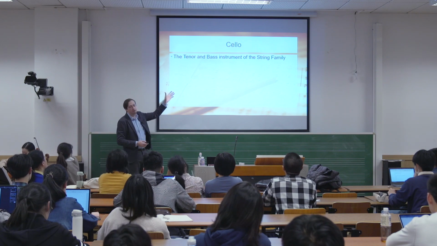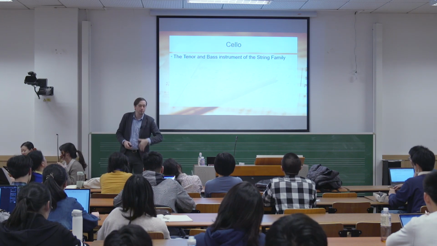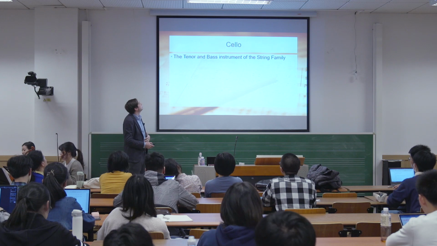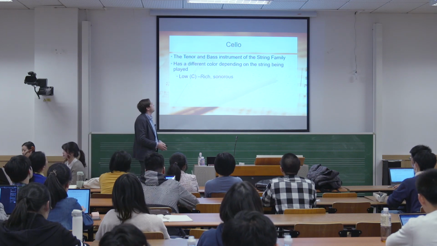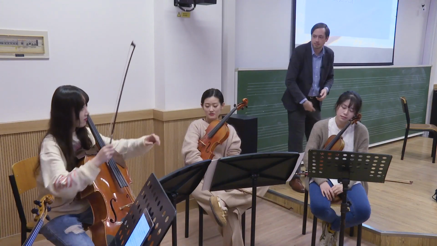So now we say tenor and bass, especially high cello. It has a very nice tenor sound. Of course, different colors based on the strings. So why don't we start with the C string? Can you play something on the C string?